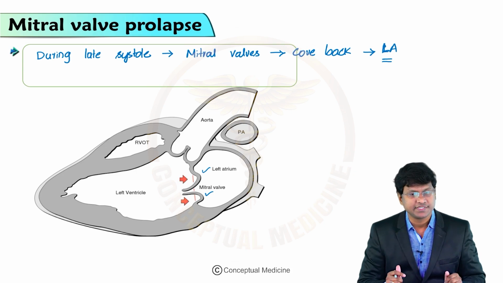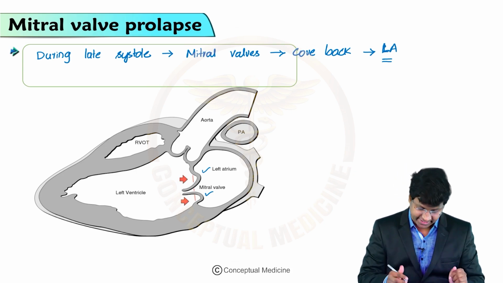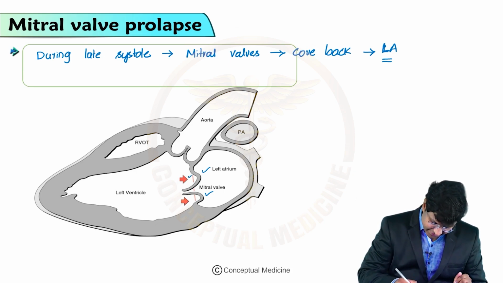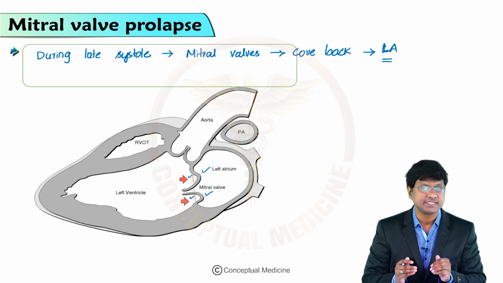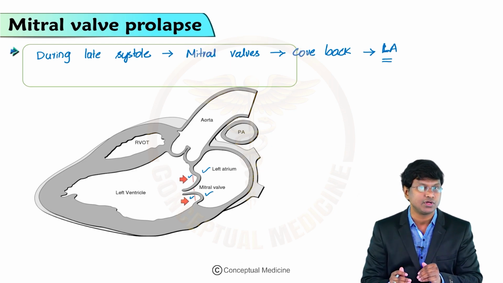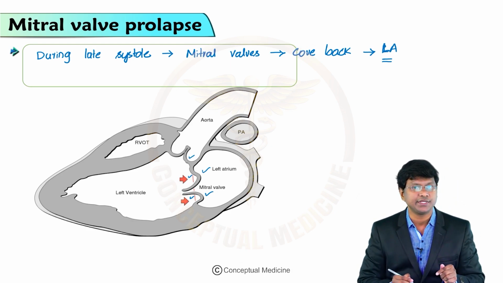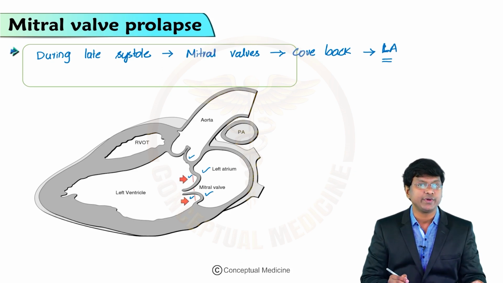So the image shows you the leaflets lying behind the imaginary line. See, this is the imaginary line. So the leaflets are present behind the imaginary line, and this imaginary line is drawn between the posterior aortic root, you can see that this is the posterior aortic root, and the atrioventricular groove. Okay, so that is your mitral valve prolapse.